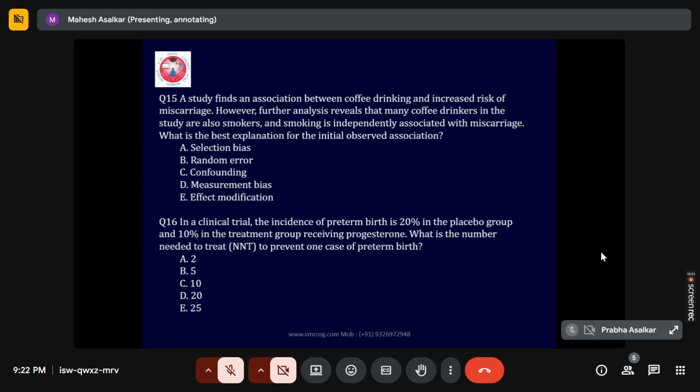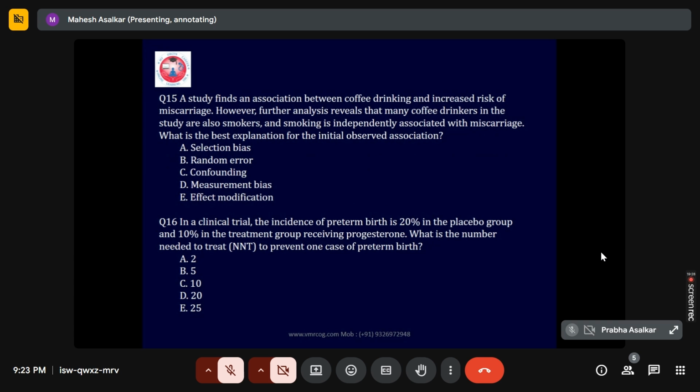A study finds an association between coffee drinking and increased risk of miscarriage. However, further analysis reveals that many coffee drinkers in the study are also smokers, and smoking is independently associated with miscarriage. What is the best explanation for the initial observed association? Option A, selection bias. Option B, random error. Option C, confounding. Option D, measurement bias. Option E, effect modification. So confounding. Option C, correct.